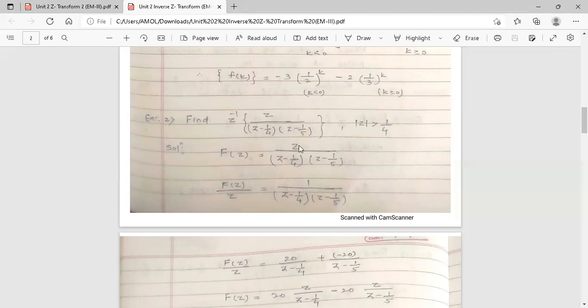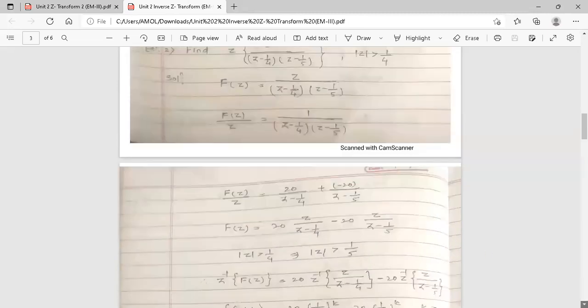Here, the degree of the numerator is 1 because the power of z is 1. The degree of the denominator is 2, because if we multiply these two bracket terms, we have a quadratic expression and its degree is 2. So the degree of the numerator is less than the degree of the denominator, so we can perform the partial fraction method. And we do the partial fraction of f of z upon z and not of f of z. So you shift this z of the numerator to the LHS, so that we have f of z upon z is equal to 1 upon z minus 1 by 4 into z minus 1 by 5.